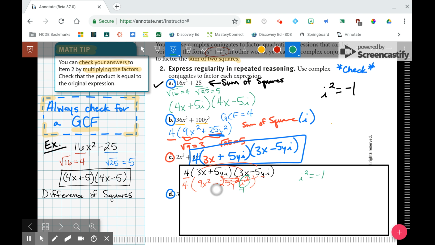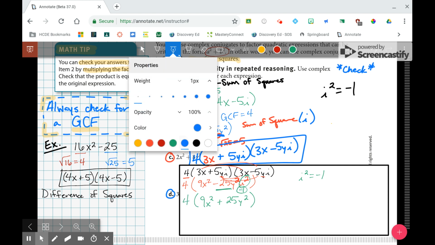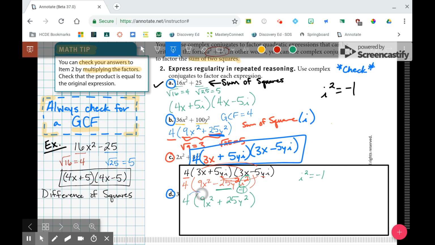So that means we're doing negative 25 times negative 1. Well, that would be a positive 25. So it's 9x squared plus 25, and then we just have that y squared hanging out with it. That 4 is in front. So this last step is just to distribute that 4. Multiply it back in. So when we do 4 times 9, we get that 36x squared. 4 times 25 is 100y squared. Notice we got back what we started with. We checked it.